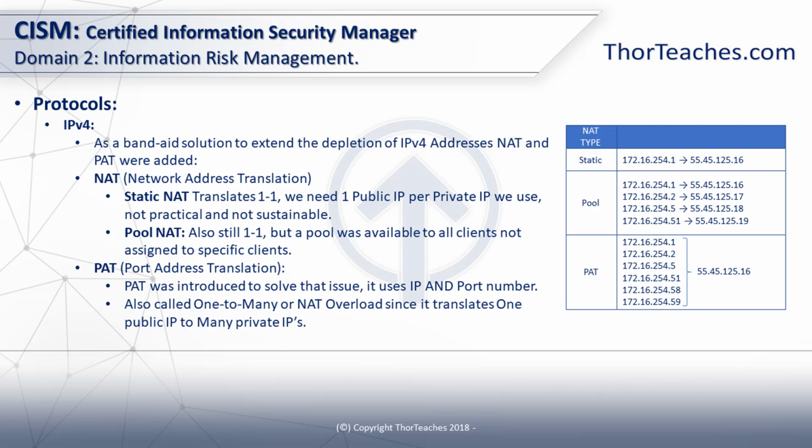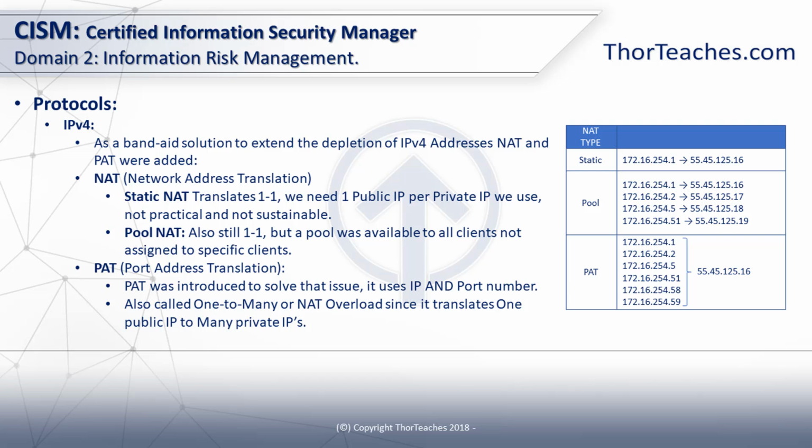Pool NAT was the next development, and it was slightly better. It's still a 1-to-1 translation. Obviously, we would still need as many public IP addresses as we have people that need to access the internet at the same time. If 25% of our staff need to access the internet, then we would need 25% of the number of private IP addresses we have in public IP addresses. We would still use a ton of IP addresses.